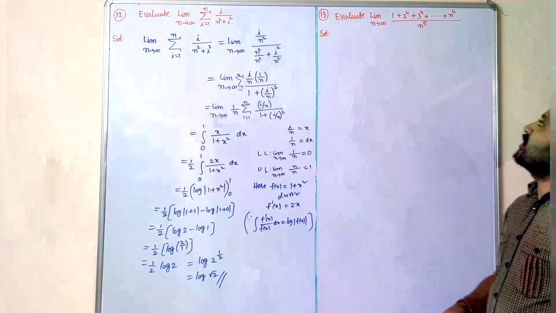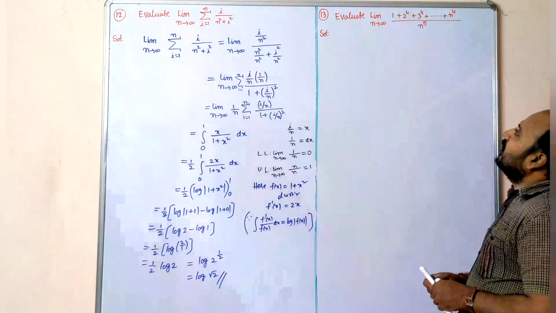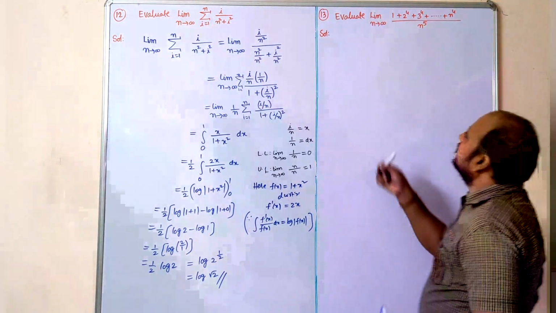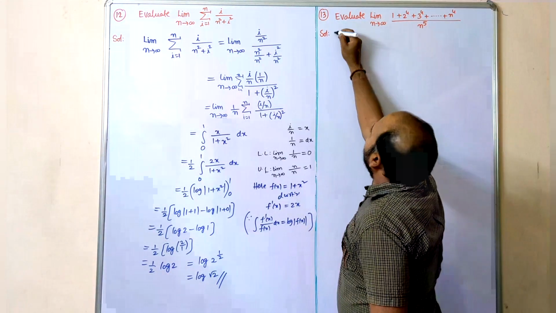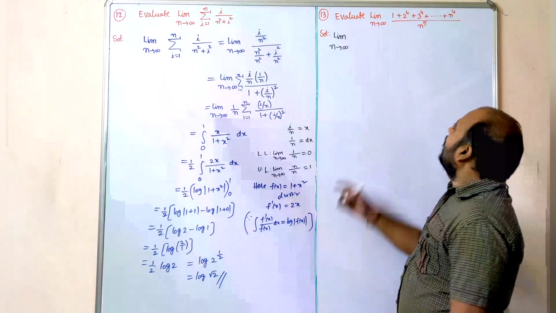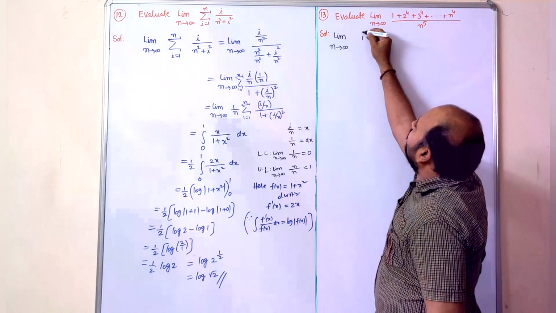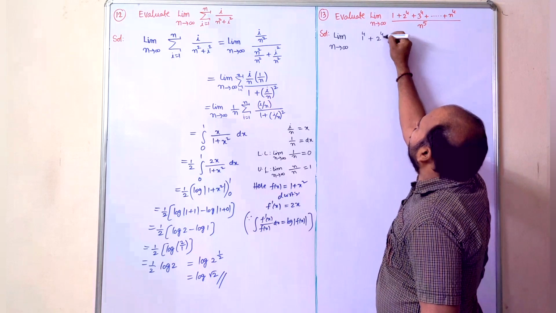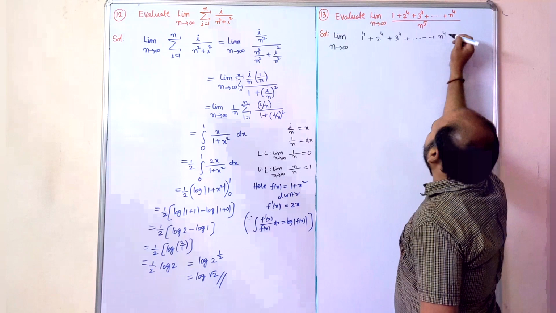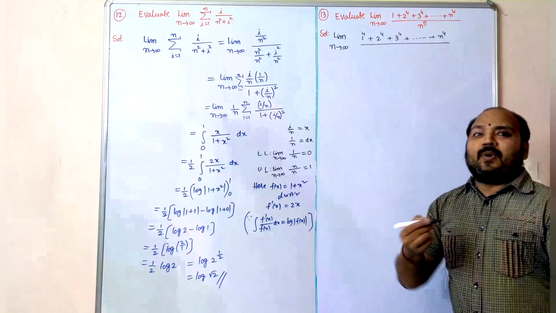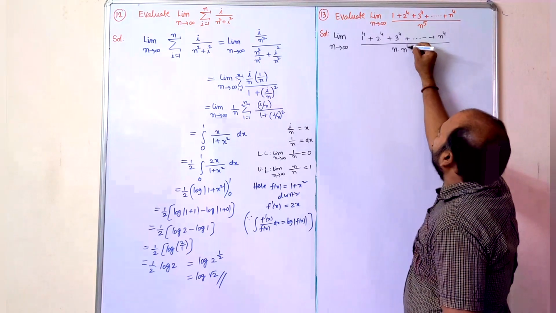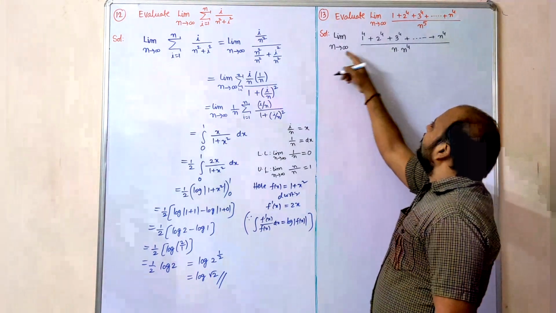We will move on to question number 13. Here also 1 by n is not there, sigma also not there. We will make it. Limit n tends to infinity, 1 power 4 only, plus 2 power 4, plus 3 power 4, plus and so on n power 4, by n power 5 can be written as n into n power 4. So this n we can take outside.